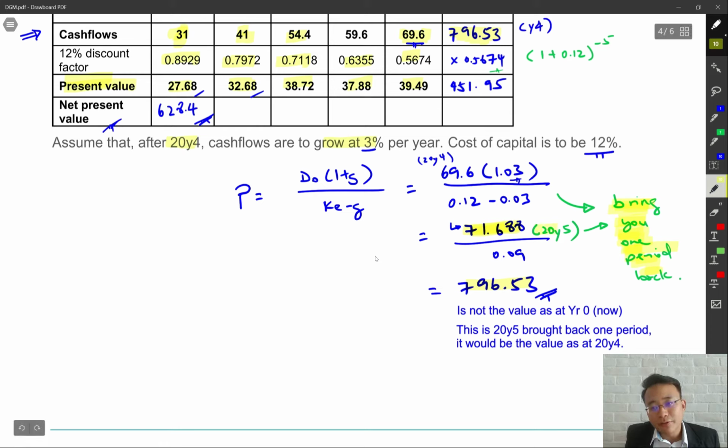So if my final cash flow was for 20Y5 and I put it in, it will just give me a cash flow value as at 20Y4. So I would have to put it as Y4, discount it further, and get the present value as at year 0. As a reminder, I would then put here, this is the value as at now, the present value, year 0, and then we can add up our NPV.